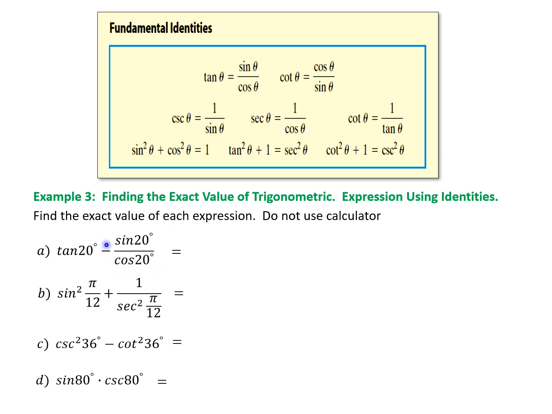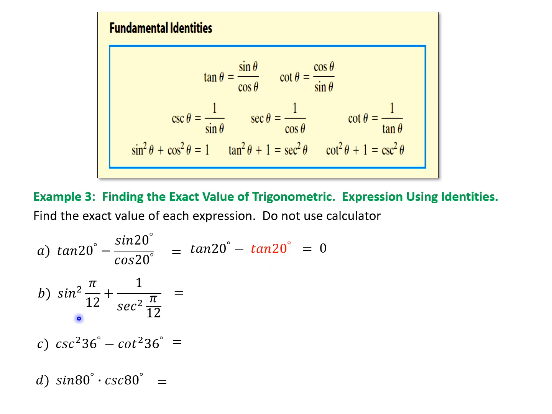So without using a calculator, we can write tangent 20, that is the first term, and then you can use the quotient identity, sine over cosine, which is equivalent to tangent. So the second term is simply tangent 20 degrees. So here, tangent 20 degrees minus tangent 20 degrees is equivalent to 0.